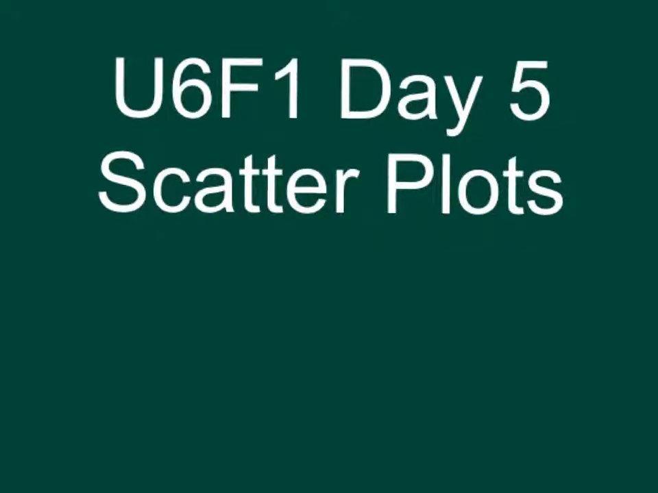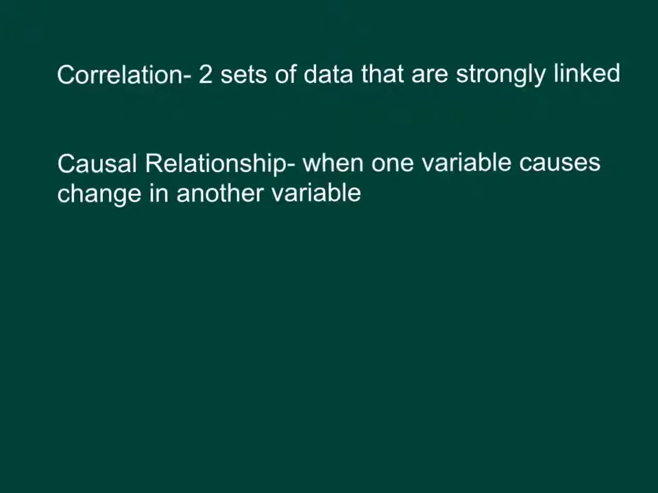Unit 6, Form 1, Day 5, scatter plots. First things first, we've got to do a couple of definitions. We'll start here with correlation. A correlation is two sets of data that are strongly linked. It could be positive or negative.